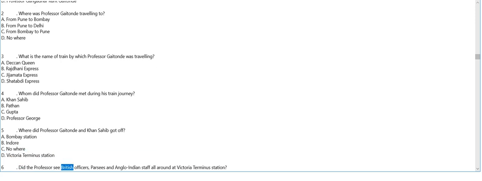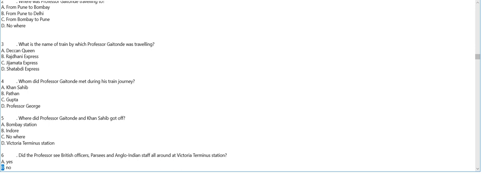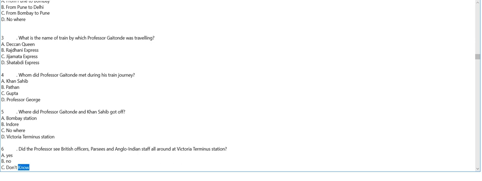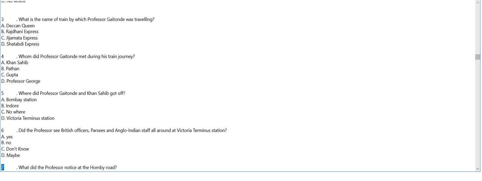Did the professor see British officers, Parsis and Anglo-Indian staff all around at Victoria Terminus Station? A. Yes. B. No. C. Don't know. D. Maybe.